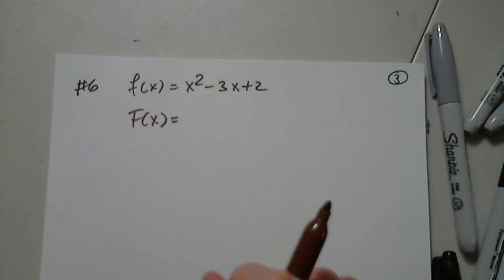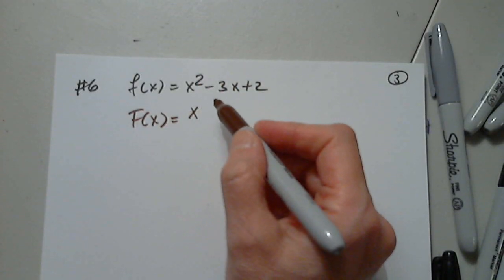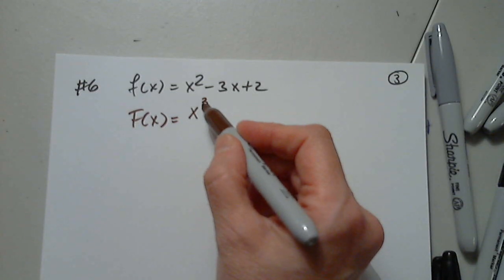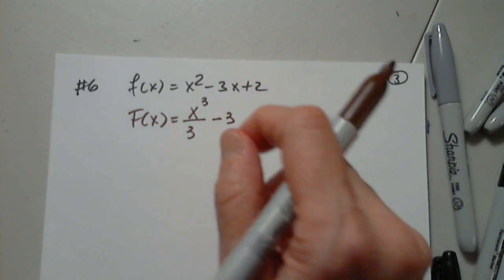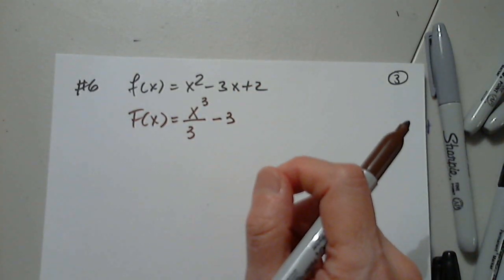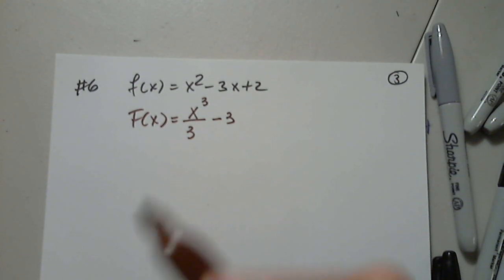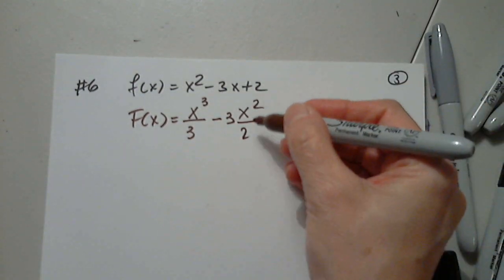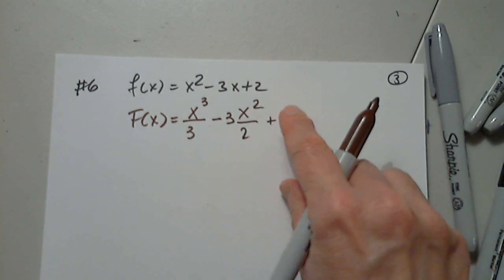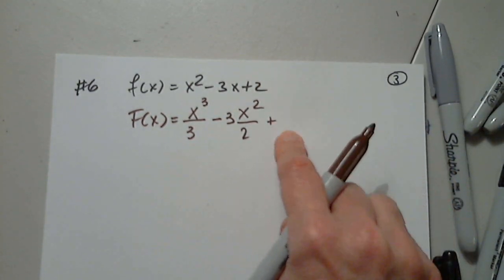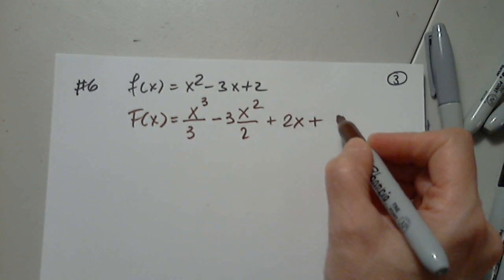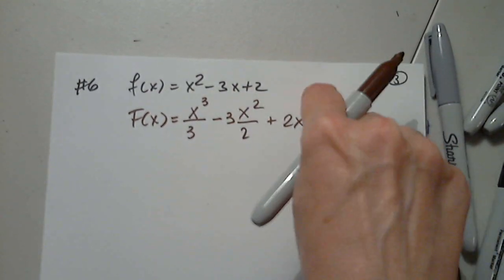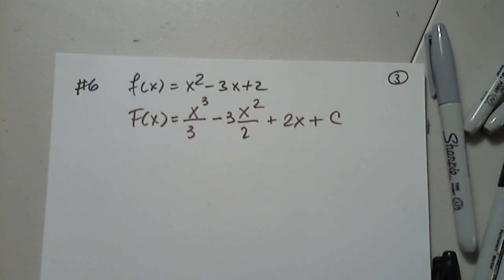Which function prime is x squared? x to the third divided by 3, minus 3 times... Which function prime is x? I know it's confusing. We're going backwards now. It is x squared over 2. Yes, we increase the power and we always divide by the same number. Plus, which function prime? That's why I always say which function prime is that, so it's easier to understand and remember. Awesome. That's it.